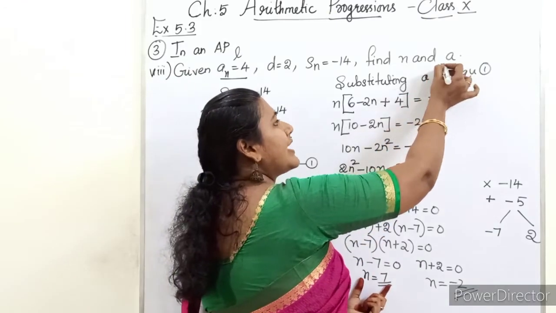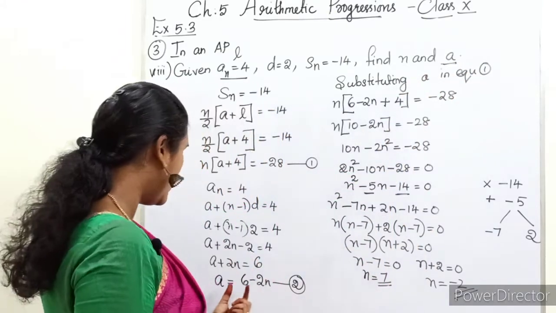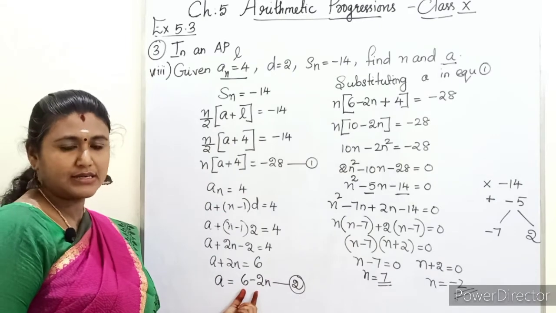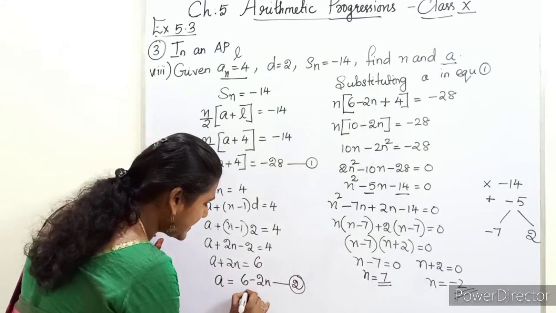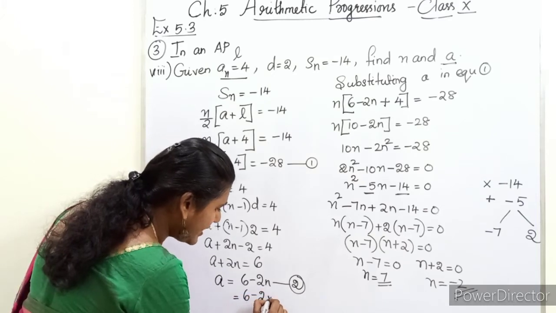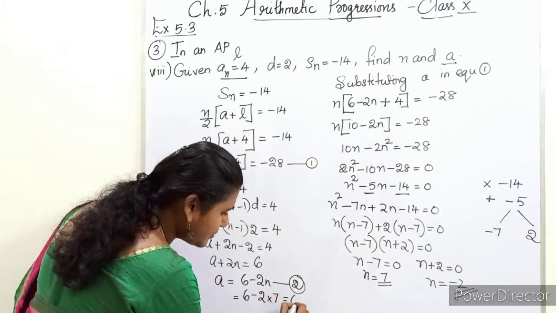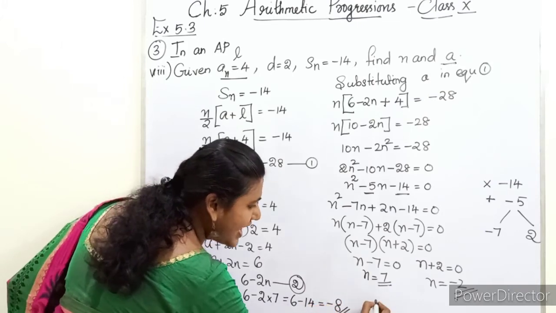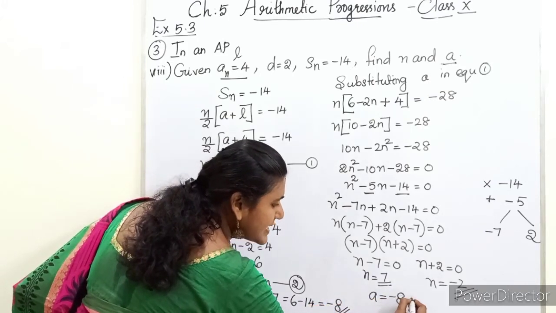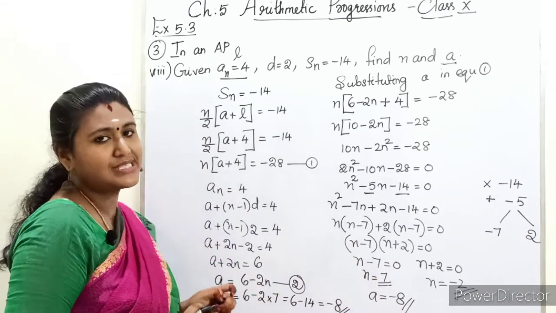Now we have to find the value of a also. So in this equation, we will substitute the value of n, that is a is equal to 6 minus 2 into 7. So 6 minus 14. So the answer is minus 8. So value of a is equal to minus 8 and n is equal to 7.